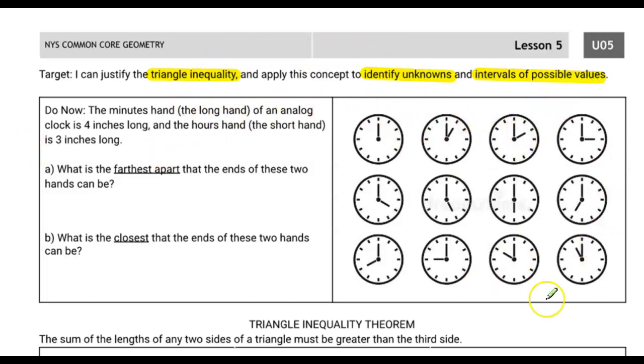And you see the analog clocks again coming up here, and hopefully the do now explains why we see them. The minute hand, the long hand, is 4 inches long, and the hours hand, which is the slightly shorter one, is 3 inches long. So now the question is, what is the farthest apart that the ends of these two hands can be? Now what I'm talking about here is the ends of the two hands, like for example, this end here and this end here. So how far apart could they be?